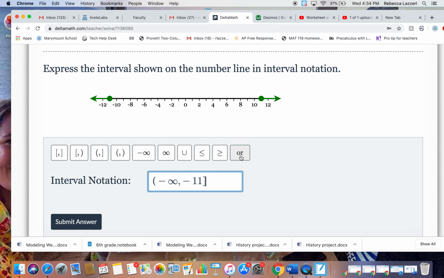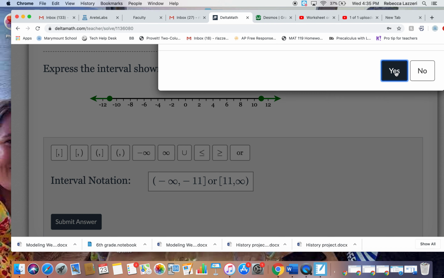And if you have 2 pieces like this, you put or, and then you pick up at 11 and go to infinity. Notice the 11 is included, so you choose this one. So you're going from 11 to infinity. Alright, so let's look at it. I'm coming from negative infinity, which you never include, so it's a parentheses. 11 is colored in, so I used a bracket, and then to infinity.